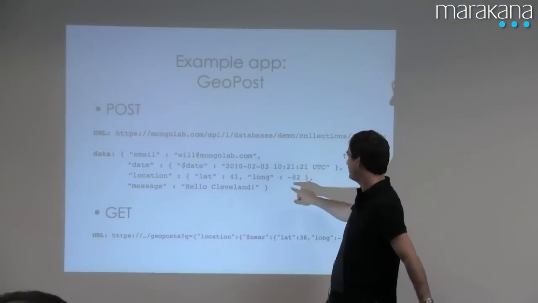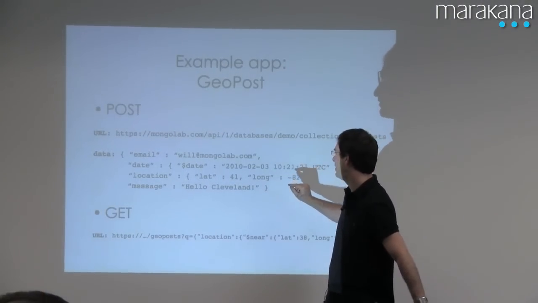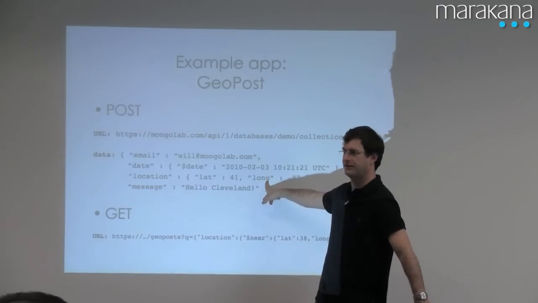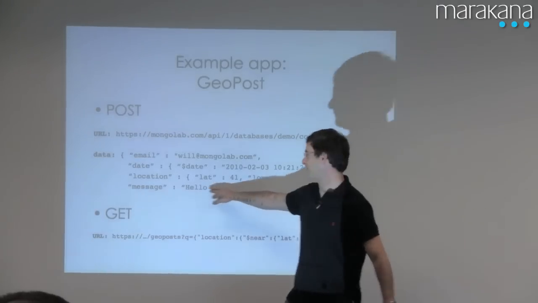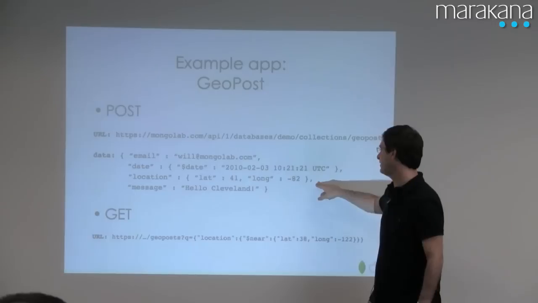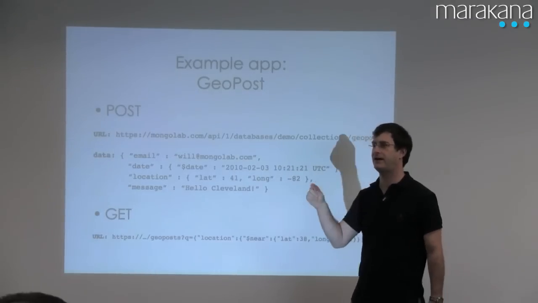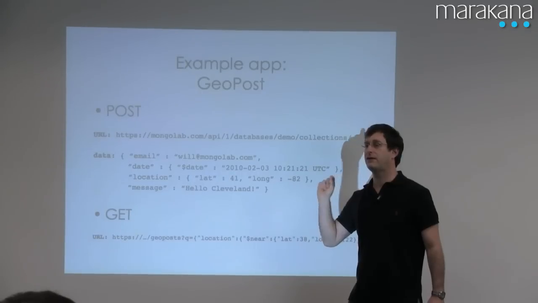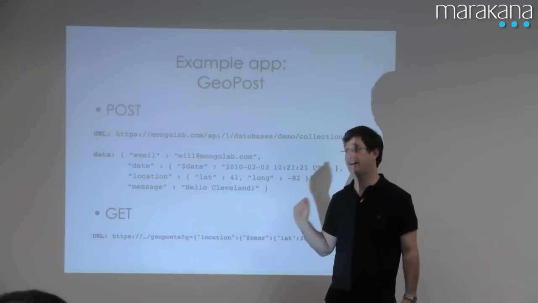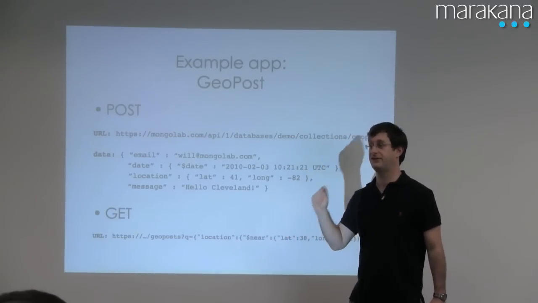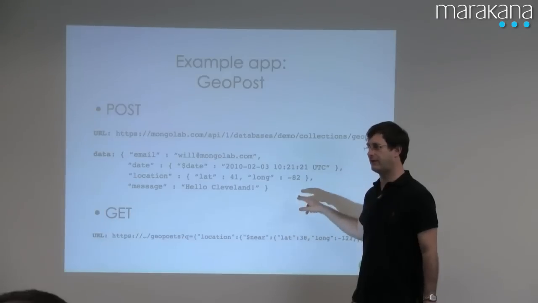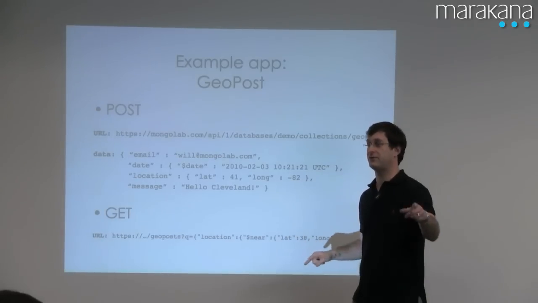Question is, how does the system know that this is a location to do geospatial indexing on this particular field? And the way it knows is you actually create, in the part of the API where you can create indexes, you can specify that an index is geospatial. So what you do is you create an index. And actually, I'm going to show you. We're going to do it in the demo.